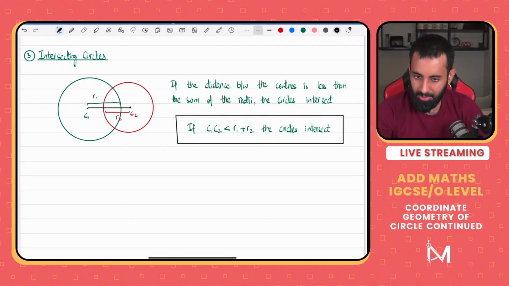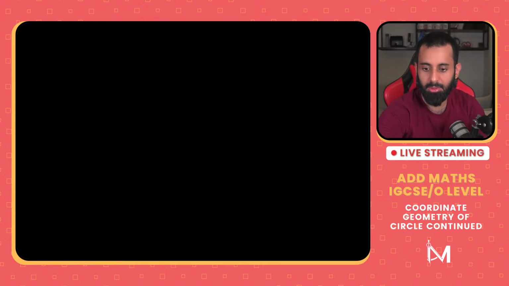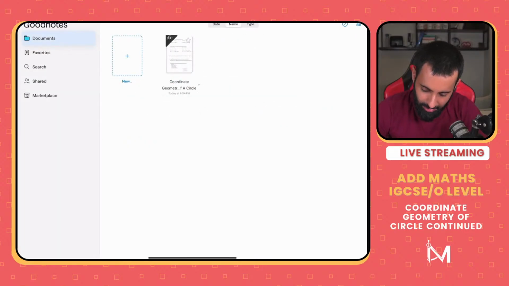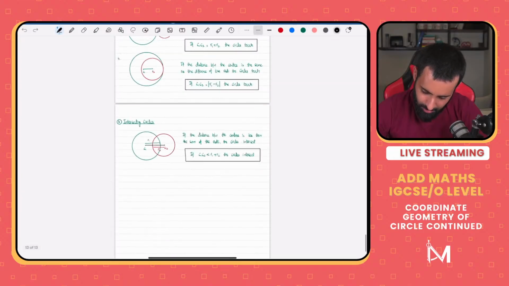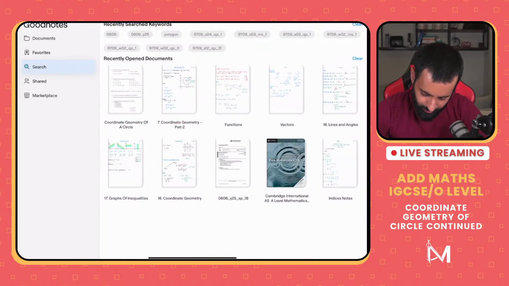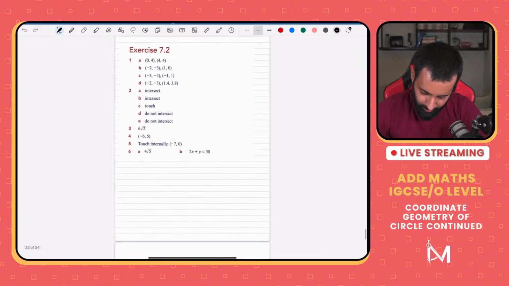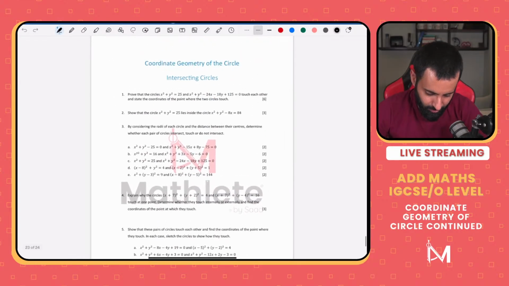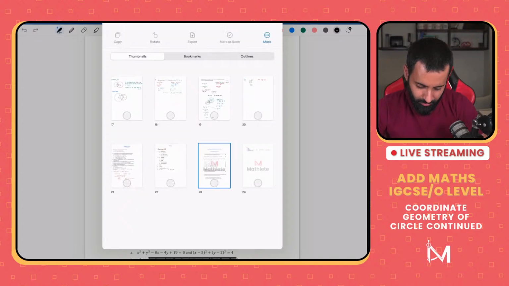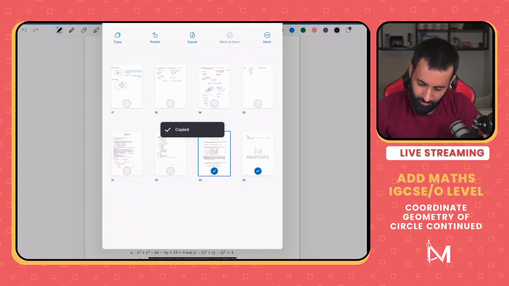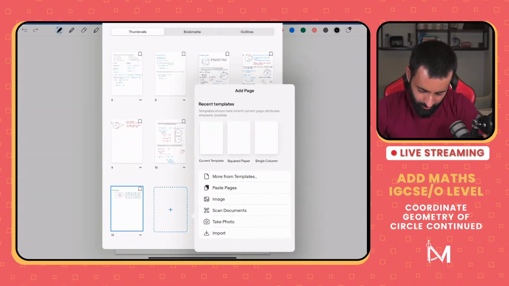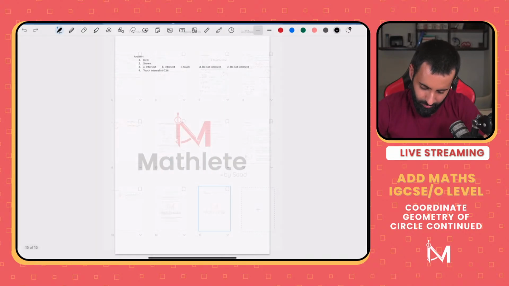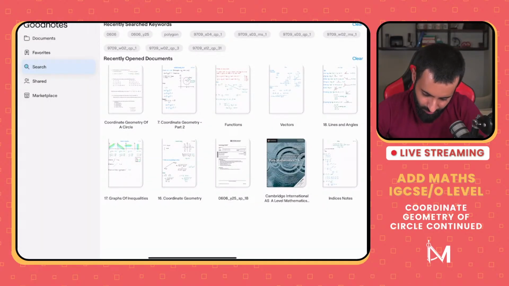Now I'm going to solve a few questions from the worksheet, which I have already shared with you guys. I would suggest that you also download the worksheet. So just give me a minute. Let me open it up here.